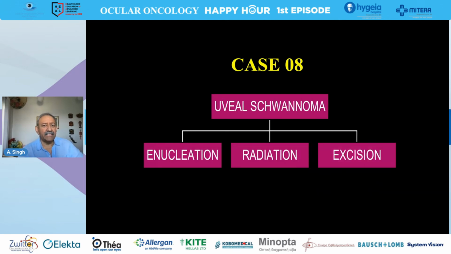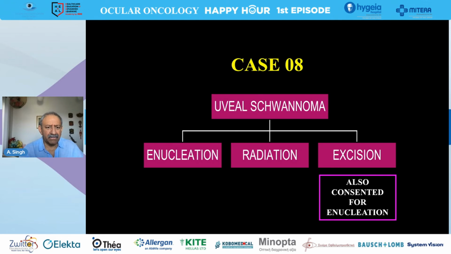So now you have a case of uveal schwannoma, and you can enucleate this eye, you can radiate this eye, or you can excise it, or you can even observe it. But if you observe it, you are setting up this eye for perhaps a neovascular glaucoma because the tumor will grow slowly over many years. And radiation really doesn't work for schwannoma. So you really have an option of either enucleating or excising or sit there till it takes you to enucleation.